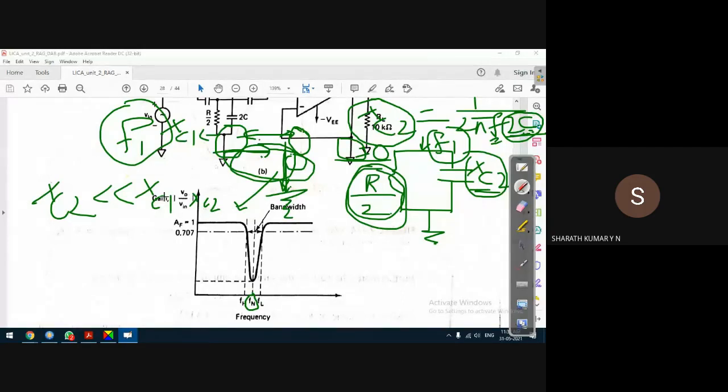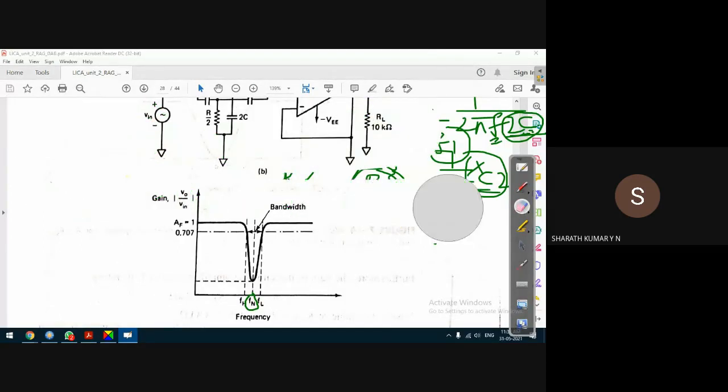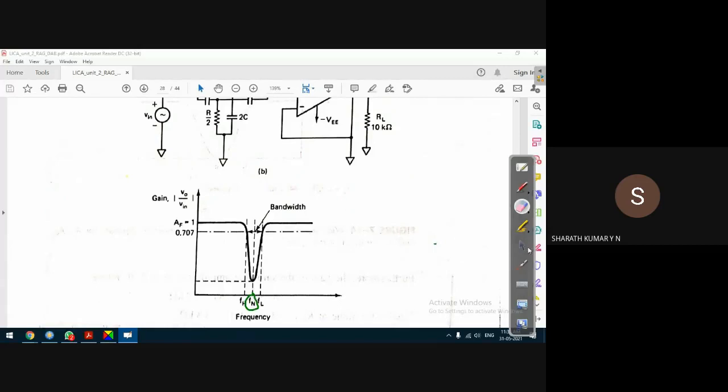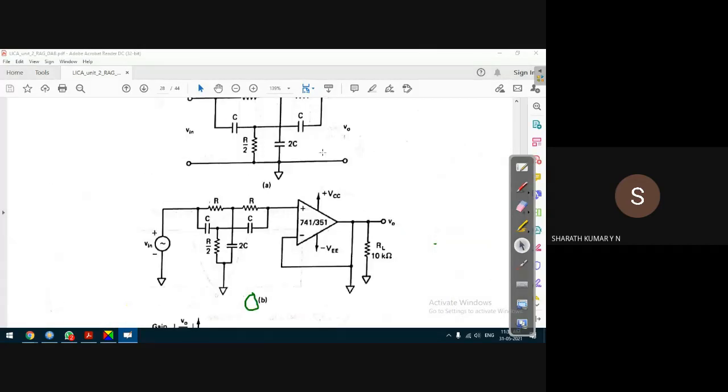What is gain? Vo by Vin. So at that frequency F1, for example, if Vo is 0, that means the filter is blocking the frequency F1. Very simple. That's how the circuit works, this resistor and capacitor network. That is the advantage of having the resistor and capacitor in parallel.